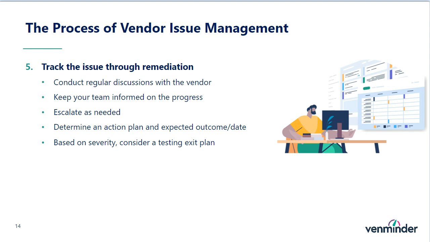Well, if it's a severe, maybe a high-rated issue, maybe at that point you consider testing your exit plan out of caution. So that you're ready to implement it if and when needed. Certainly if it hasn't been tested over the past 12 months, that's a great opportunity for you to trigger that parallel activity while the issue is being managed and hopefully remediated.